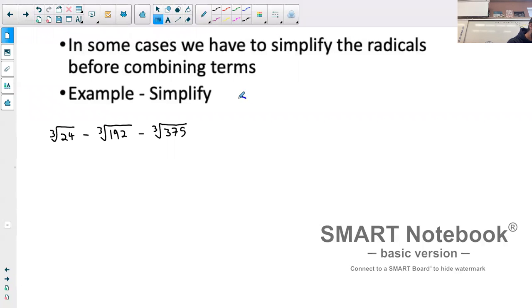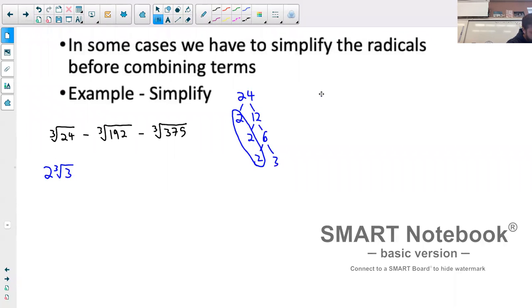So I'm going to start by factor treeing 24. 24 is the same as 2 times 12. 12 is 2 times 6, which is 2 times 3. So it's a cube root, so I'm looking for groups of 3 identical terms. So that gives me a 2. So this cube root of 24 gets replaced with 2 cube root of 3.